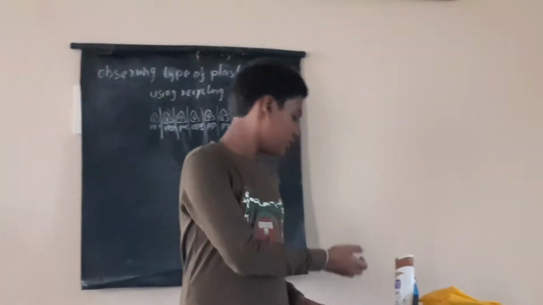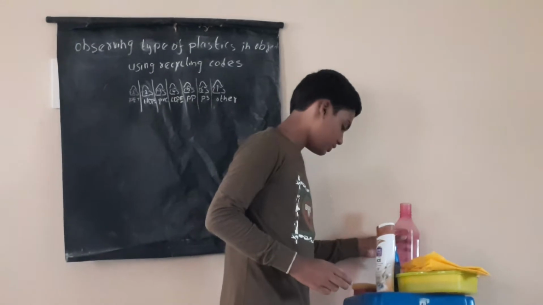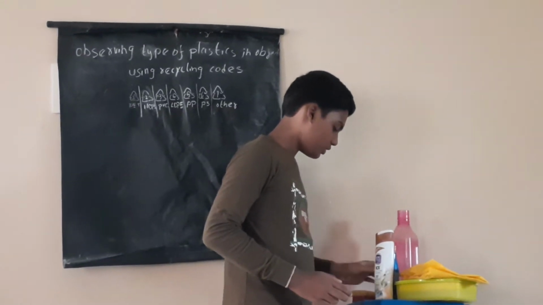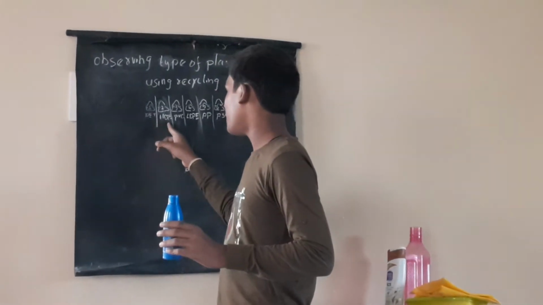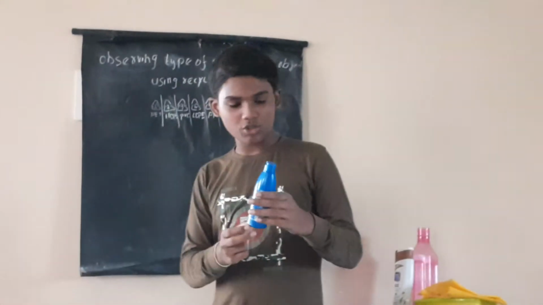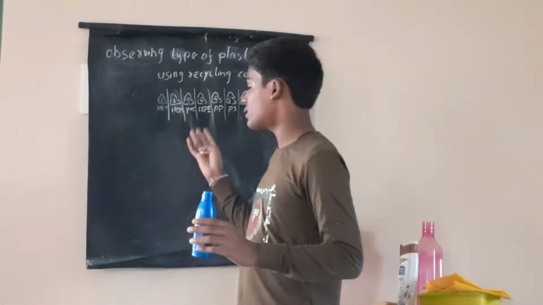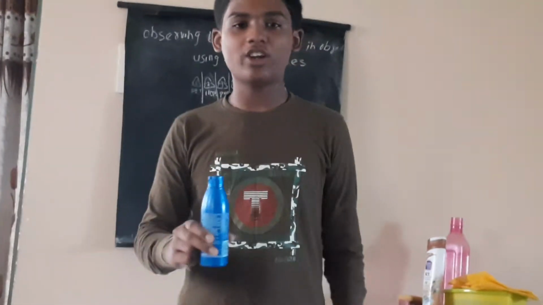Again, here are some more examples. I will show. This is a coconut oil bottle. Here HDPE, the symbol is 2. We can observe this symbol on the object. So let us observe. All of you see here the symbol 2 is there and down HDPE has been written. So we can observe that this coconut oil box is HDPE plastic.